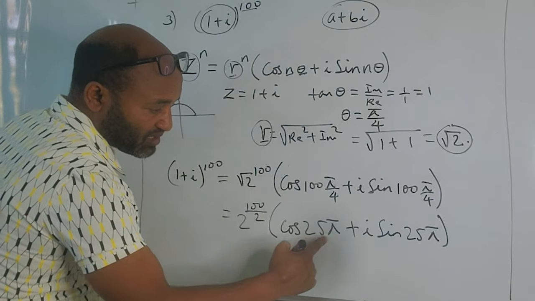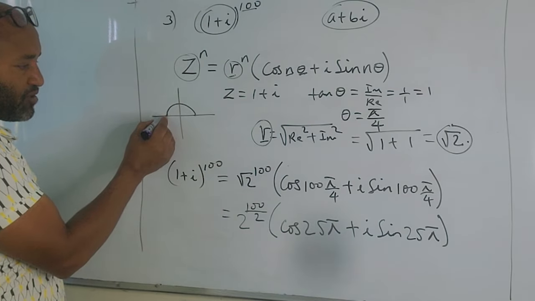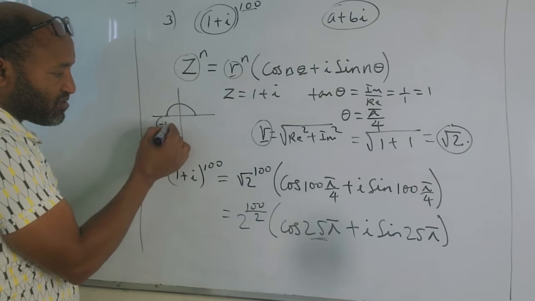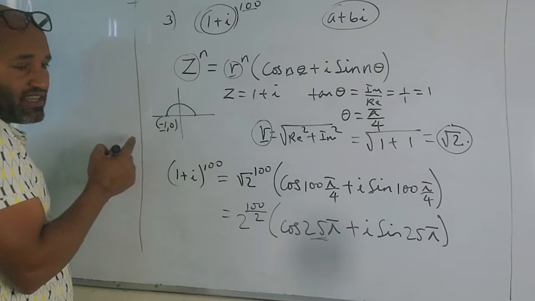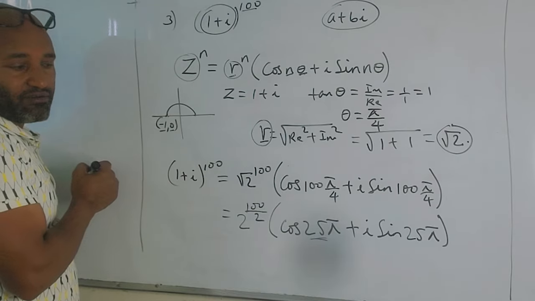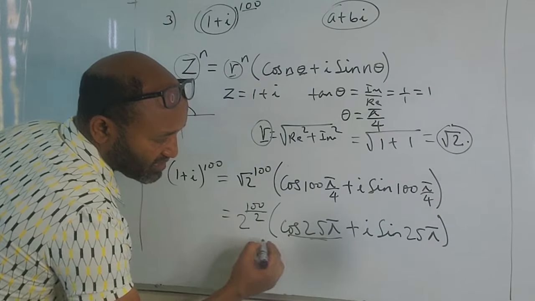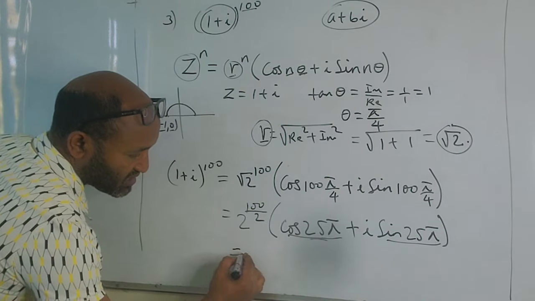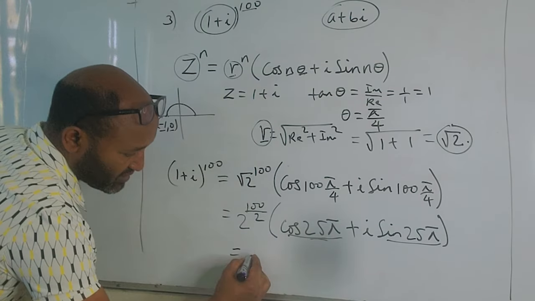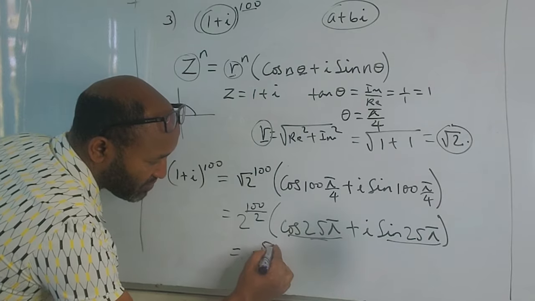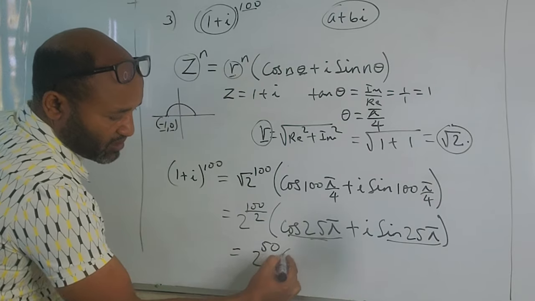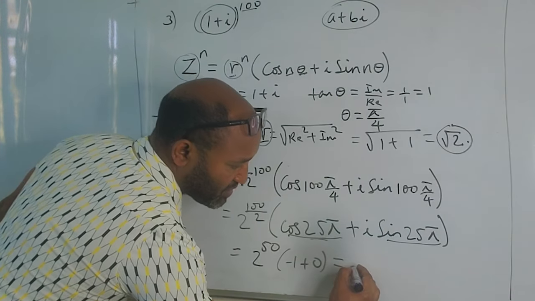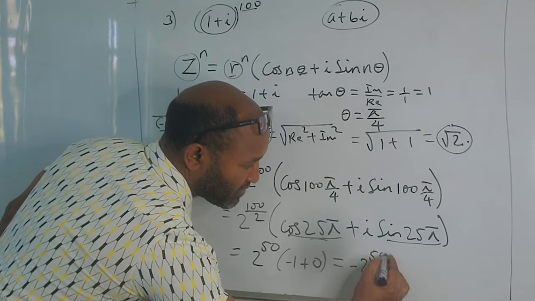Therefore, for cos 25 pi, 25 is odd, so this point is minus 1 comma 0. Cosine is minus 1, sine is 0. So this value is negative 1 and this value is 0. Therefore, the result will be 2 to the power of 50 times (minus 1 plus 0). So our answer will be minus 2 to the power of 50.